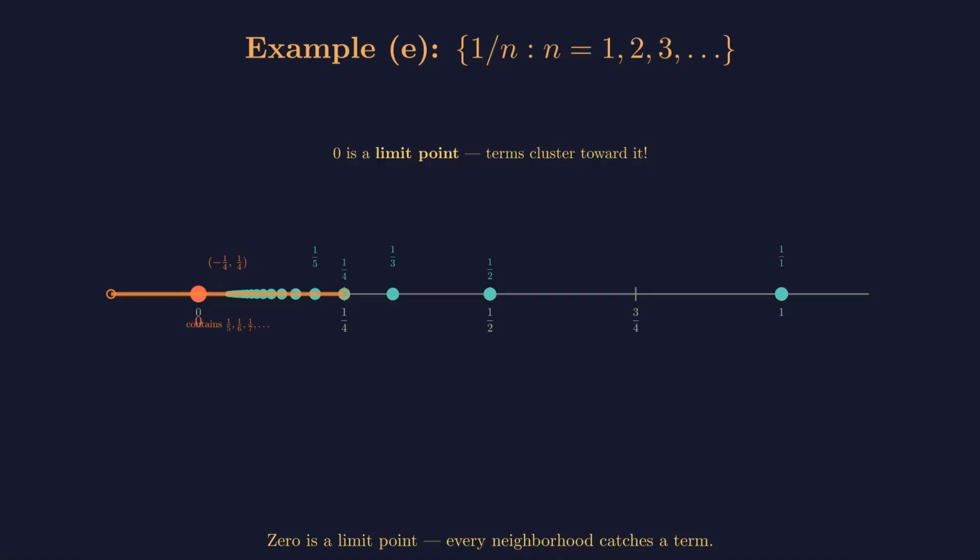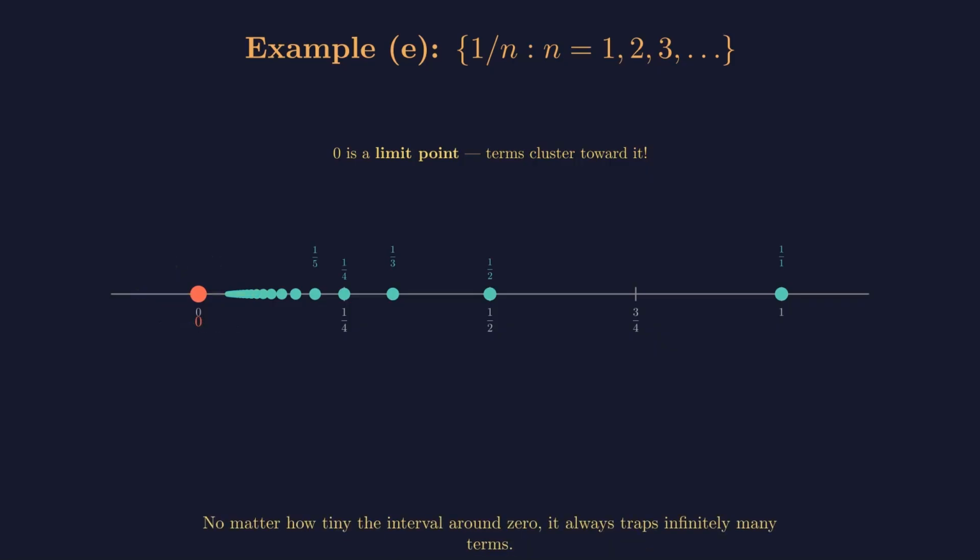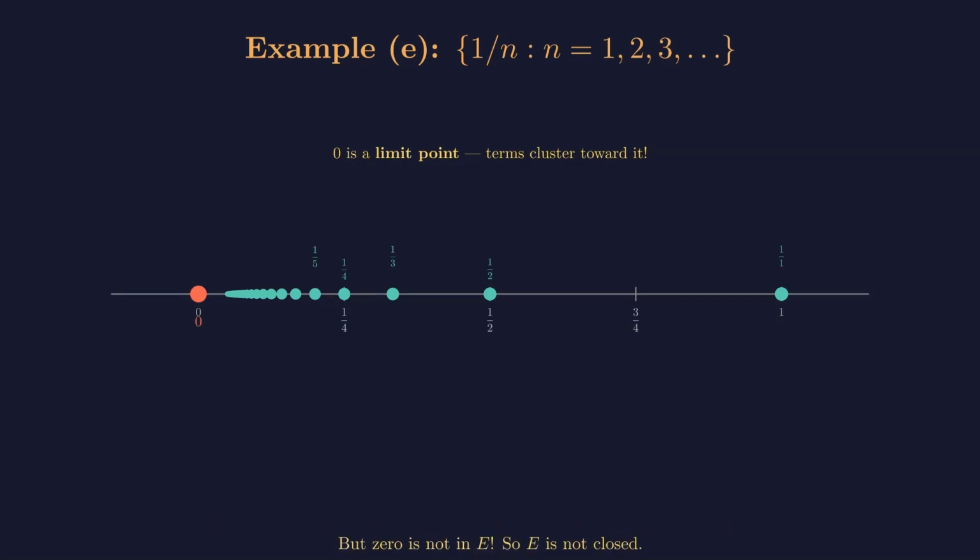But here's the catch. 0 itself is not in the set. We only have 1 over n for positive integers n, and 0 is never 1 over n. Since the set misses one of its own limit points, it's not closed. Is it open? No. Each point 1 over n is isolated. You can draw a small enough neighborhood around any one of them that avoids all the others. Not perfect either, for the same reason, but it is bounded. Everything sits between 0 and 1.